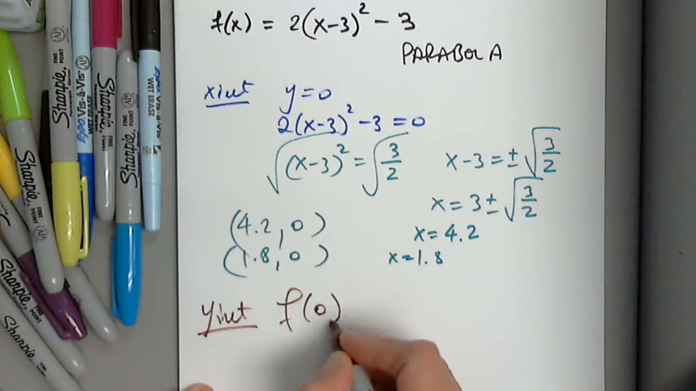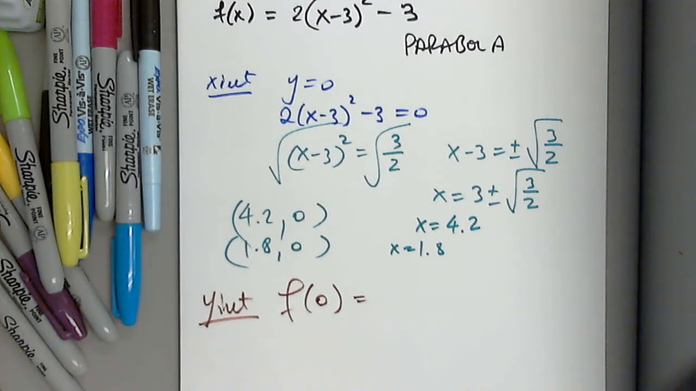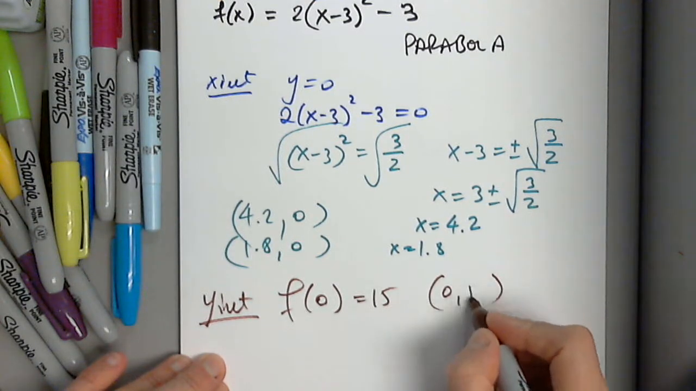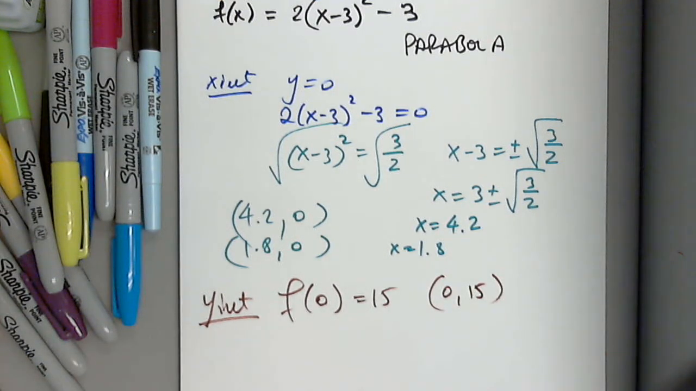So yes, perfect. So we have to determine this. So let's do this together, because this is not that difficult. So 0 minus 3, negative 3 squared, 9 times 2 minus 3. That's it. So the ordered pair is 0, 15. So we determine the x and y intercepts.